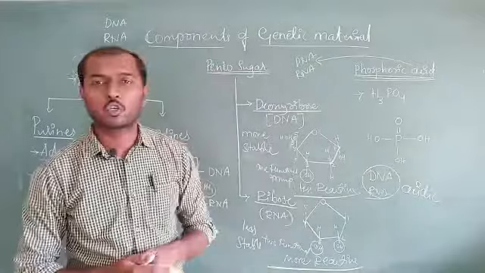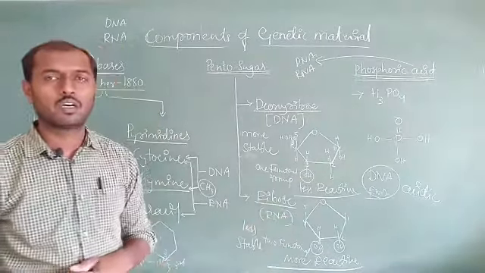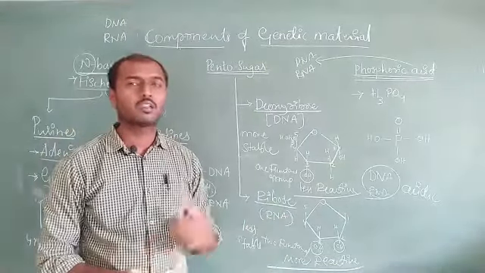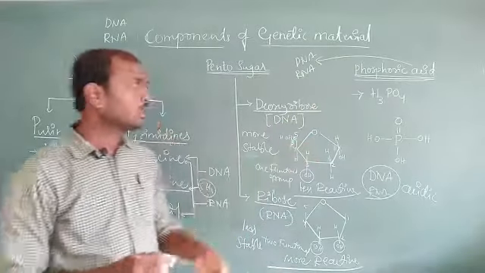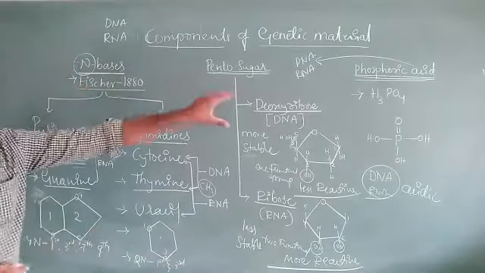So why are DNA and RNA acidic? Because of the phosphate group. Okay, so this is regarding the three main components of the genetic material.